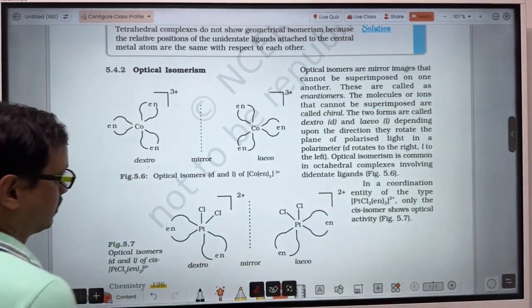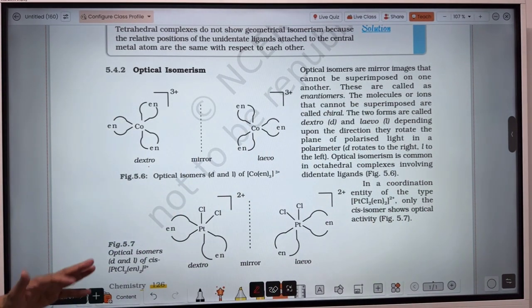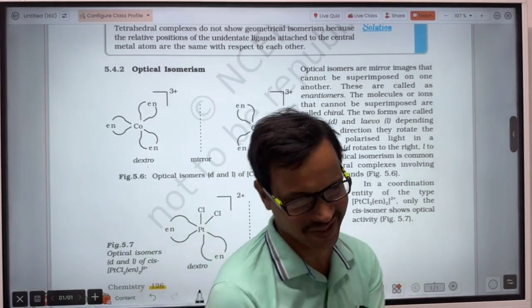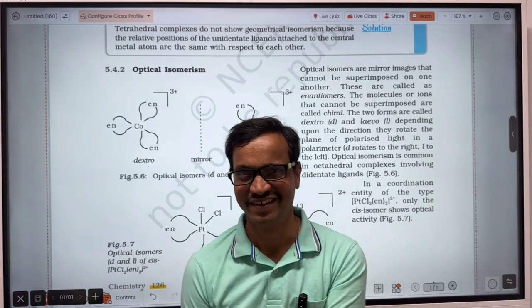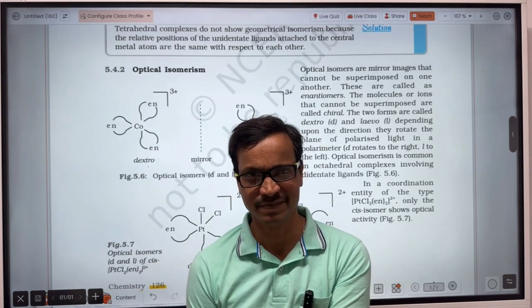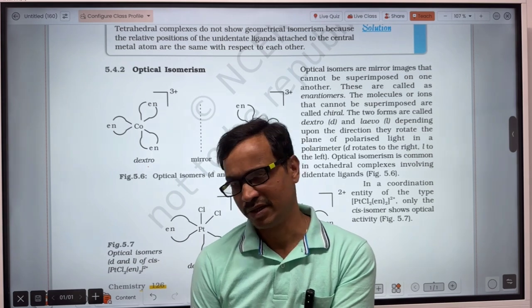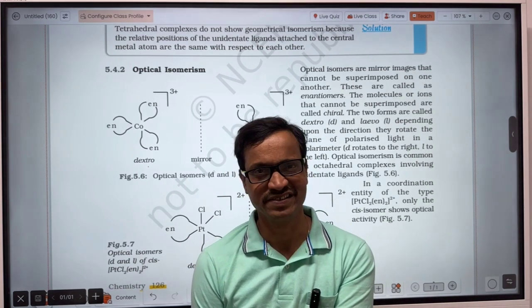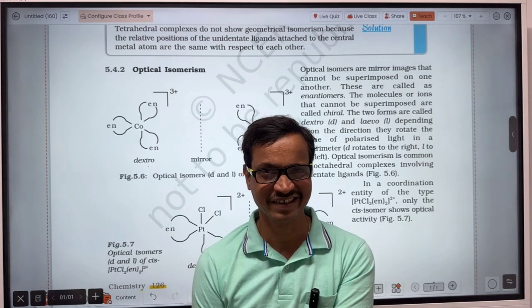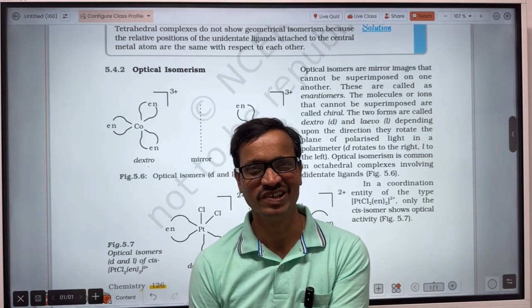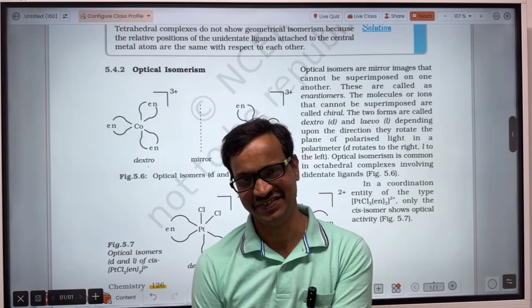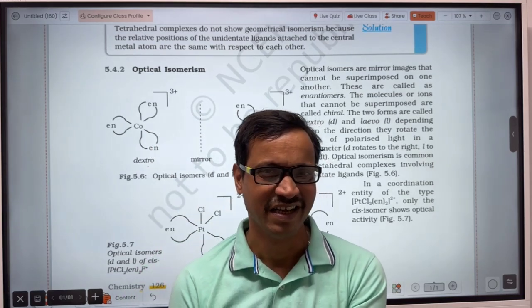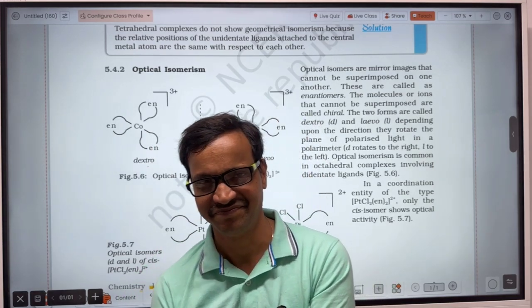So how do we predict whether the compound is levorotatory or dextrorotatory? In the examination, you will have to answer exactly that. In the IIT Main examination or in the NEET examination, the shape of the molecule will be provided and they will ask whether this compound is levorotatory, dextrorotatory, a racemic mixture, or optically inactive. In the case of coordination compounds, you only have to consider the bidentate ligand.